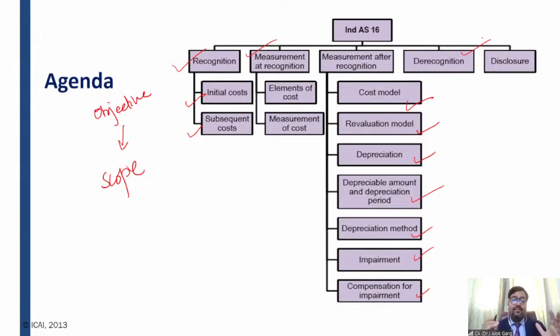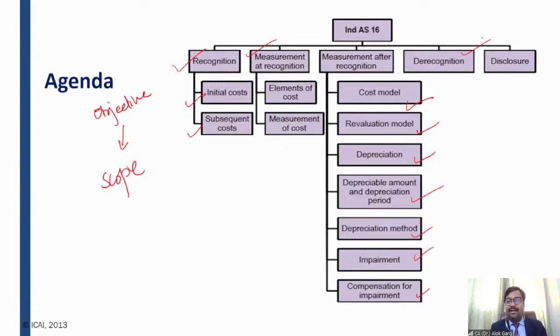So first we have talked about the recognition, whether this item has to be recognized as a PPE. Then we have talked about if it has to be recognized as a PPE, then at what value? I'm talking about measurement. So you have identified the value and you have capitalized the property, plant and equipment. Then once it has been capitalized, what next? What next means what at the reporting date. So initial recognition and measurement means at the transaction date. Subsequent recognition and measurement means after the transaction date, or at the reporting date, right?